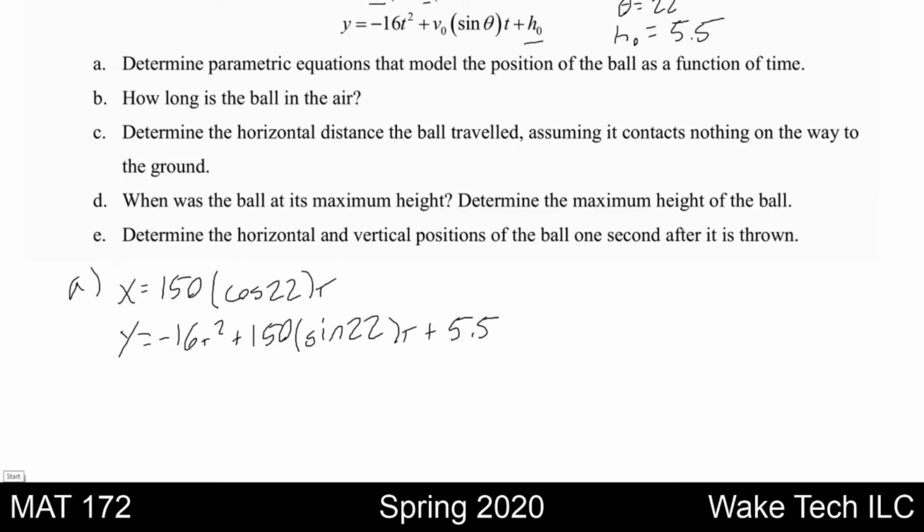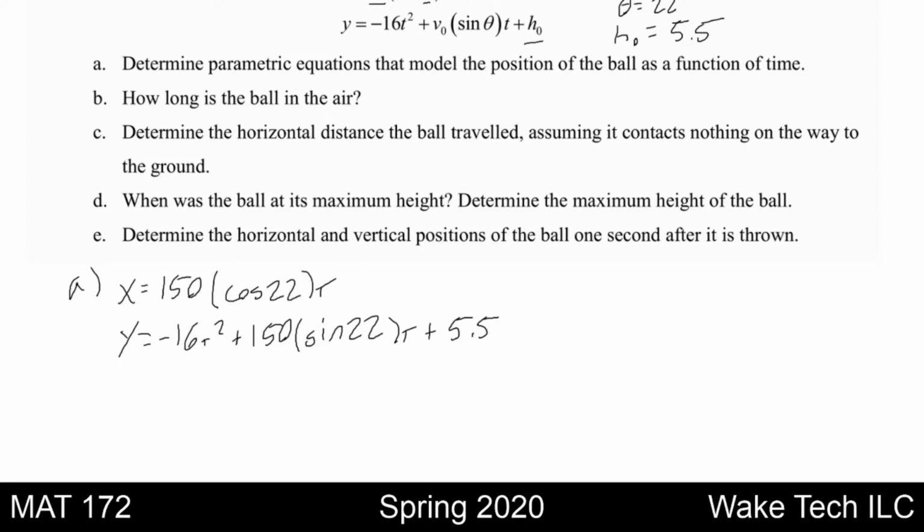We can answer part B, how long is the ball in the air. Now I might want to modify these equations slightly in order to answer the questions. That is, we could estimate the value of cosine 22 and sine 22 by plugging them into a calculator. That's up to you if you'd like to do that. I like to try to avoid estimating until the very end of a problem, and that's generally a good practice, so I won't be estimating for this part of the problem.